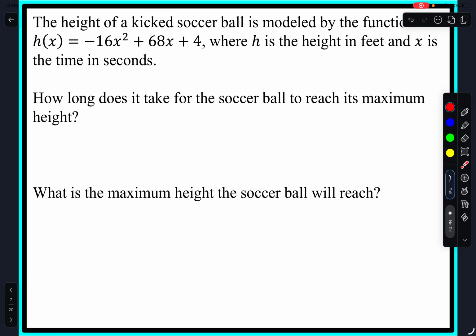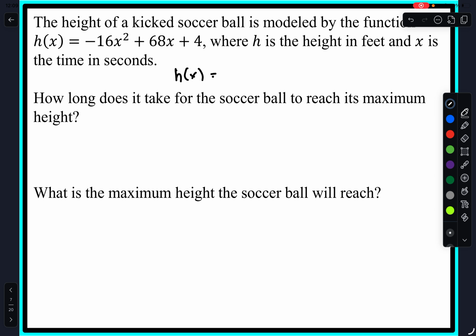In this example, I'm going to help you answer the following two questions. How long does it take for the soccer ball to reach its maximum height? And what is the maximum height the soccer ball will reach? Now, given that this equation represents the position of the soccer ball, h obviously represents the height, which is just your output value, and x, as stated right here, represents the time in seconds.